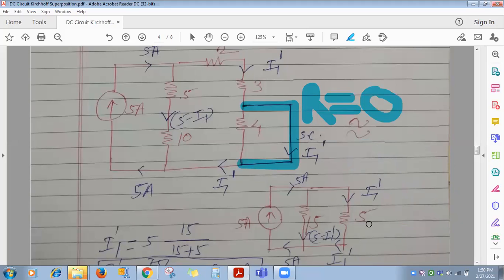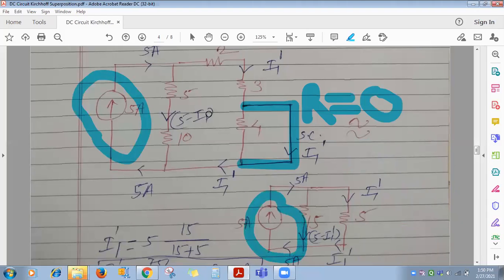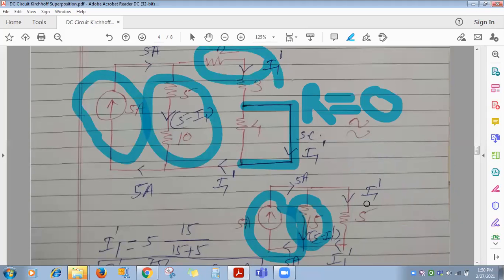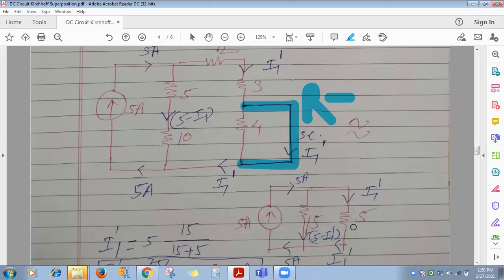See, 5 ampere remains as it is. Then 5 and 10 are in series, so this is 15. 2 and 3 are in series, so here it's a 5. And 4 and 0 in parallel gives 0. Okay. So their equivalent circuit, everyone got it? Okay. So see here I have written 5 minus I1 dash.